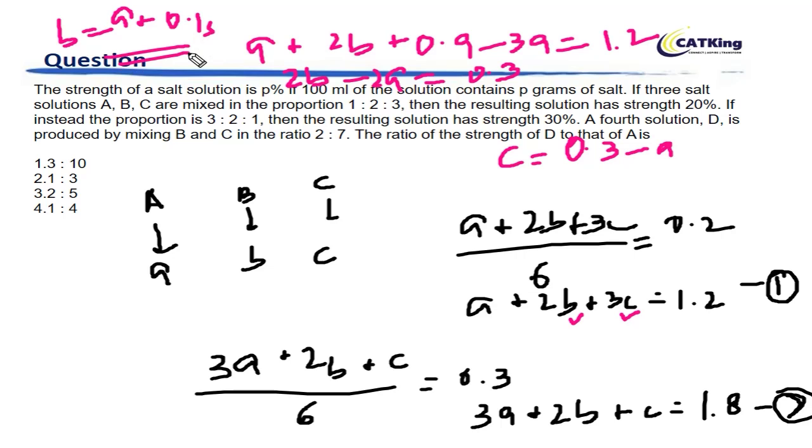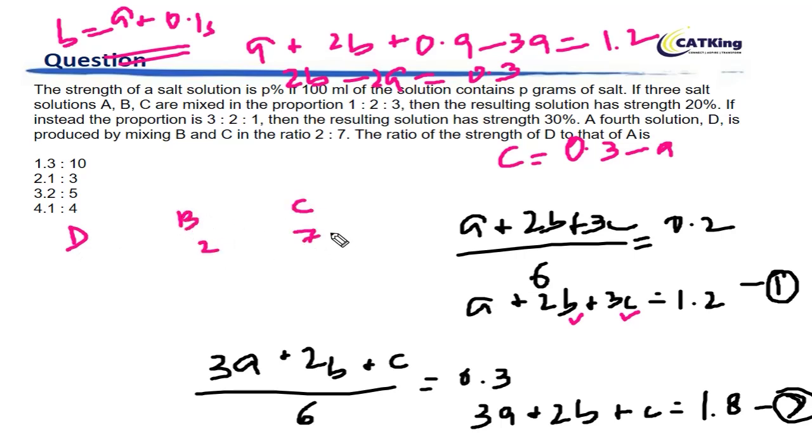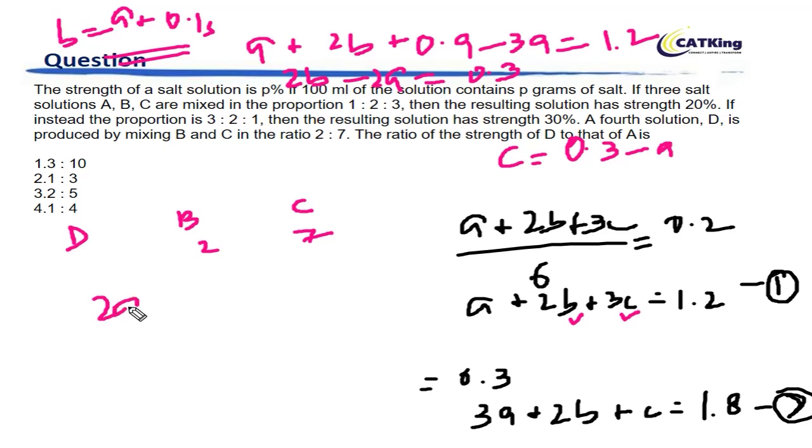Now what we have to do is find the ratio of strength of D to that of A. So we have found out B and C in terms of A. Now we have another solution which is D. Now D has B and C in the ratio 2 is to 7, right? So if you take B here, becomes 2A plus 0.3, and if you take C, 7 times C becomes 2.1 minus 7A, divided by 9.